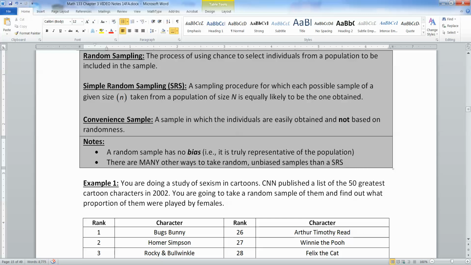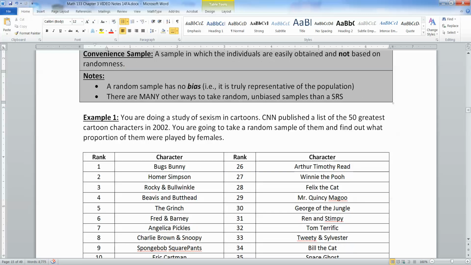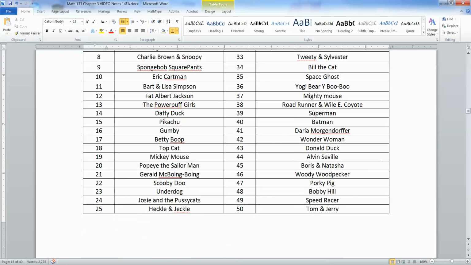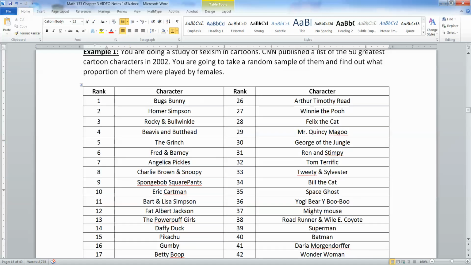Now, there are a lot of ways to take random samples, but we're just going to look at an SRS, a simple random sample. So we have a study here. We want to do a study of sexism in cartoons. We have the 50 greatest cartoon characters according to CNN, and we are going to take a random sample of them and find out what proportion of them are female. So we have here 1 through 50, and we want to take a random sample.